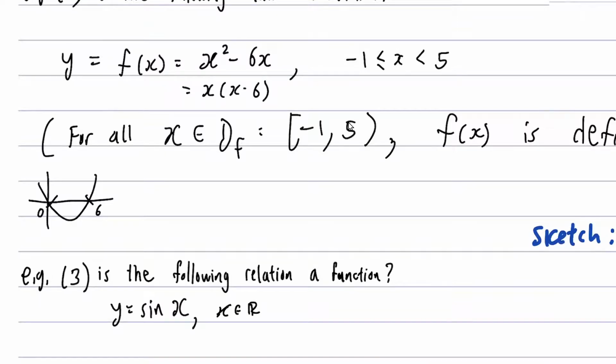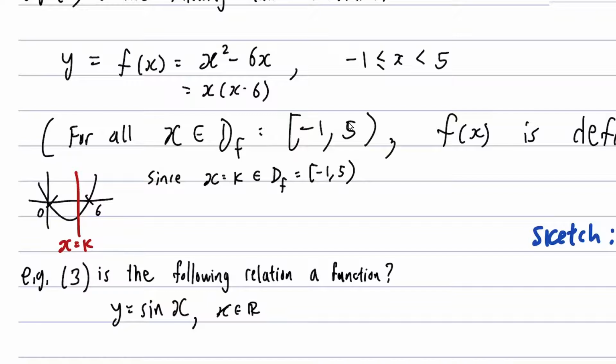Then you must draw a vertical line, let's say here. Take note, it must be a generic vertical line. Let's call it x equal to k. We'll say, since x equals k, an element of the domain of f, which is from -1 to 5 excluding.